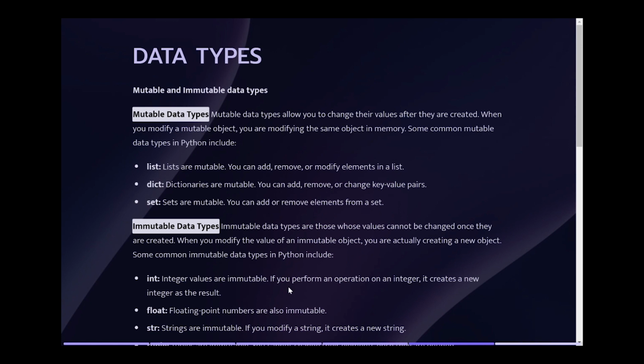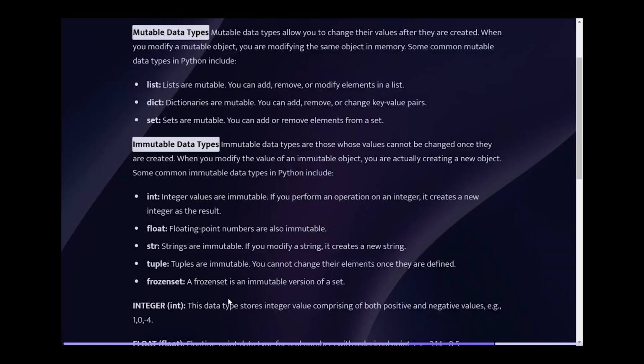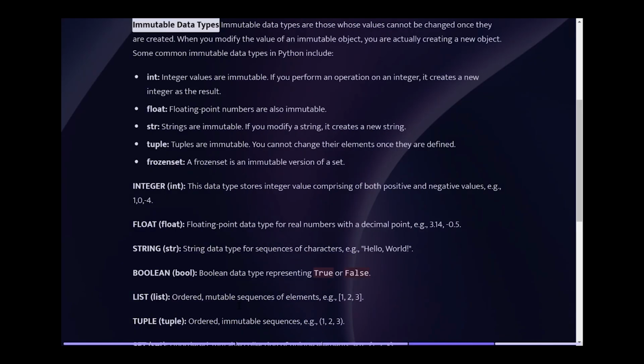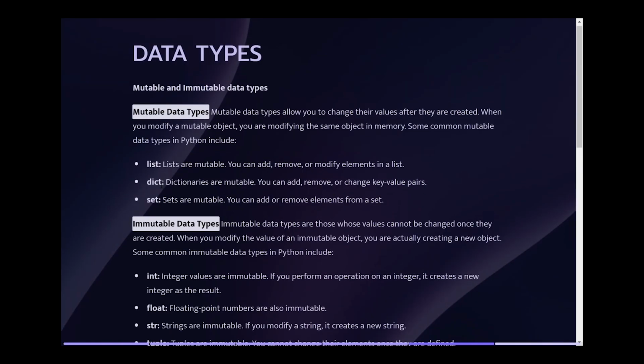Some common mutable data types are list, dictionary, and set. We'll be moving on to list, what are integer, and what are float right away. But then I'm just giving you what is a mutable data type and what is not a mutable data type. Say, what is an immutable data type.